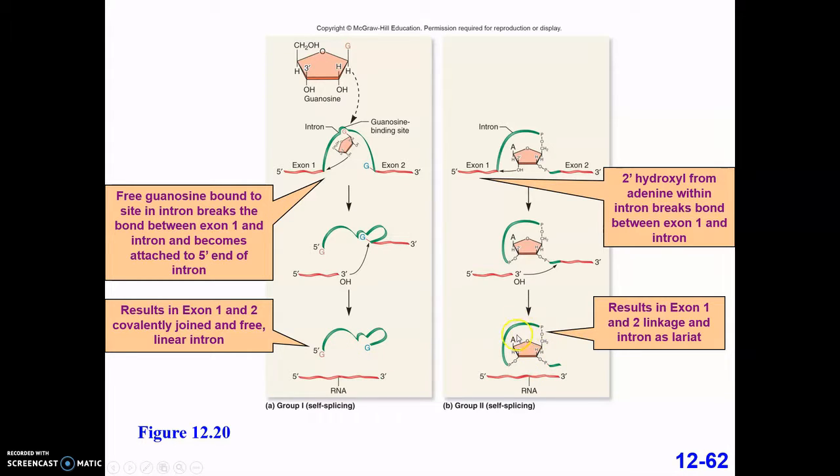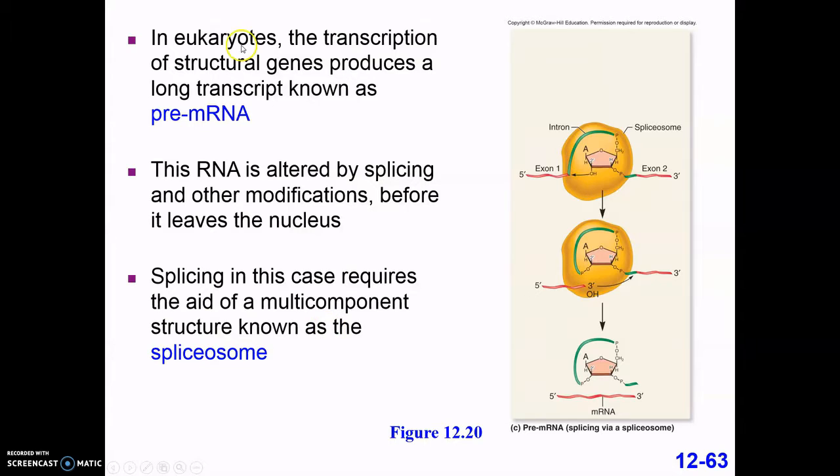So here you can see we create a loop. Here we don't have a loop, but we bind a free nucleotide. So both of these mechanisms take place. They are rarer than we see of this next one. So the next form is that which uses the spliceosome, and this is responsible for most messenger RNA splicing.